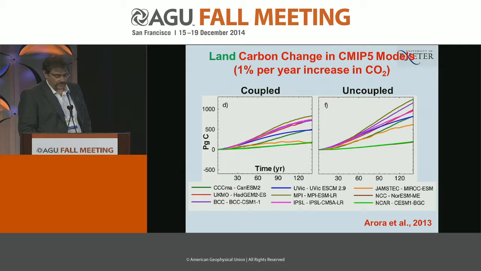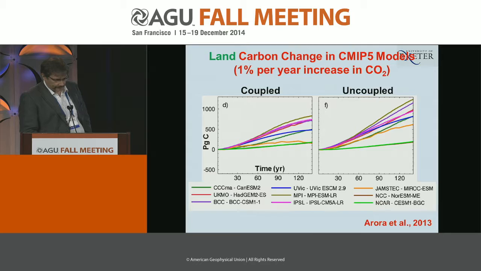I'm going to try and do the pointer here. And you'll notice that the ranges are huge in terms of the extra carbon storage simulated by the end of the century, to the point where it's getting slightly embarrassing, actually. So what can we do about that?